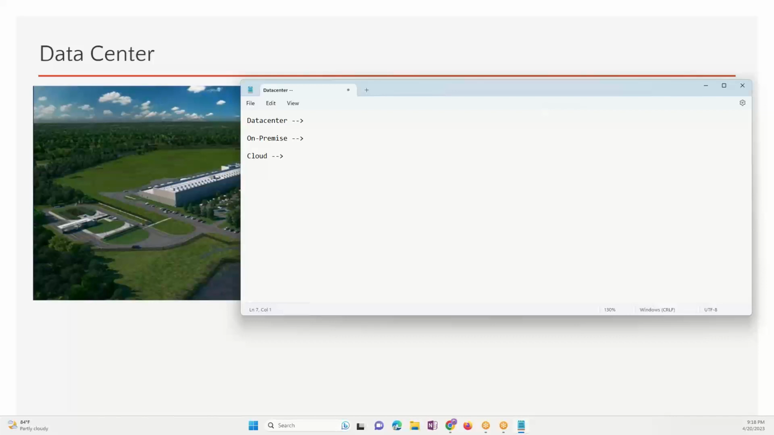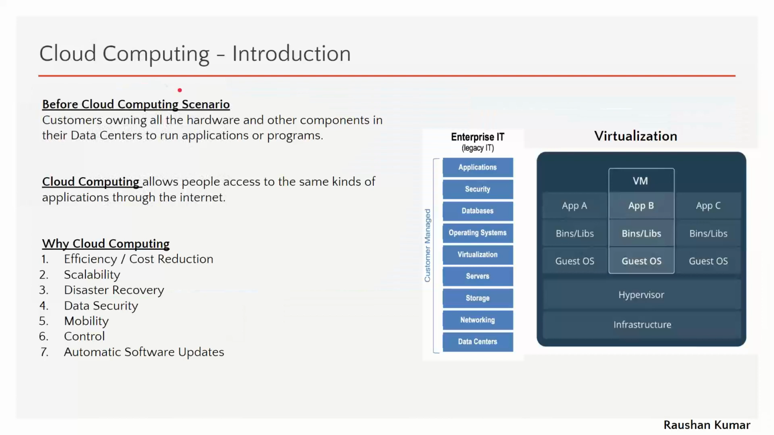Dropbox, if you use it, they're using AWS. Netflix, right? Everyone is very aware of Netflix. They use AWS. So a lot of use cases. Think from a cost perspective, very important. Why do you use cloud? Why cloud computing? Obviously efficiency, cost reduction, no doubt about it. That's one of the important aspects.